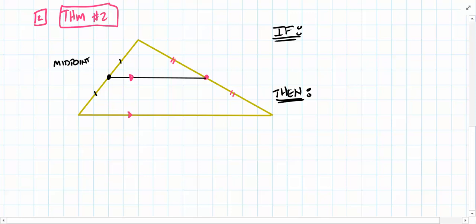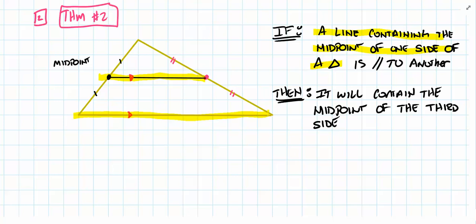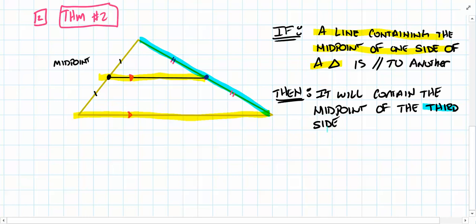And again, here's what it says in words. If a line containing the midpoint of one side of a triangle, so the line that I'm highlighting, is parallel to another side, so that means it's parallel to this one down here, then it will contain the midpoint of the third side. So here is the third side, highlighted in blue. And look, it has the midpoint right there. That's what that means.